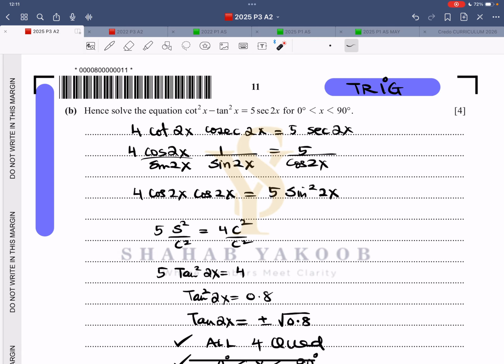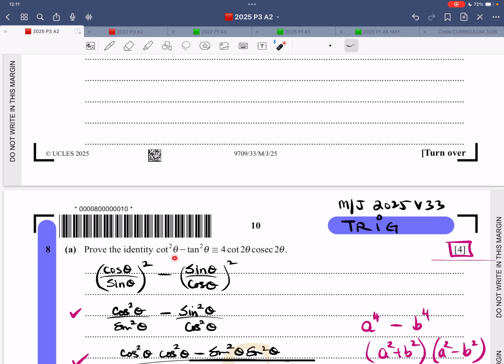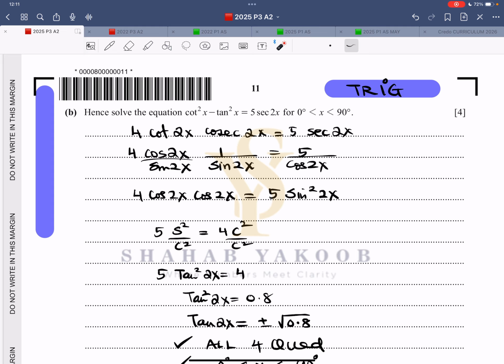So now this is what is changing. And yes, there is a double angle. Theta becoming 2 theta, so x becoming 2x. Let me highlight it. This is x, this is x, this is 2x, this is 2x, this is 5 sec 2x. Now cot 2x is cos 2x over sin 2x. Cosec 2x is 1 over sin 2x. Sec 2x is 1 over cos 2x, multiplied by 5.